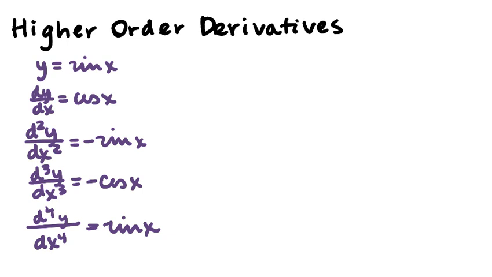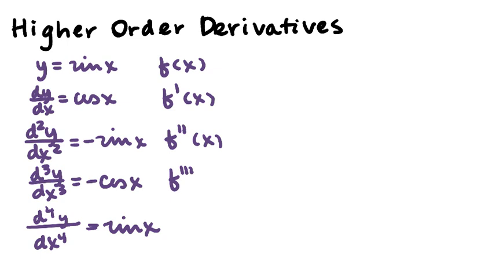Okay, so another bit of notation. We call y f of x sometimes. And we call the derivative f prime of x. And we call the second derivative f double prime. And we could even call the third derivative f triple prime.